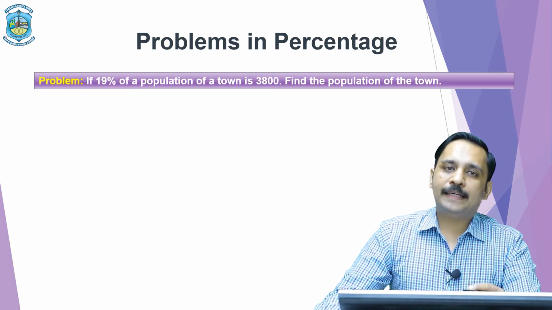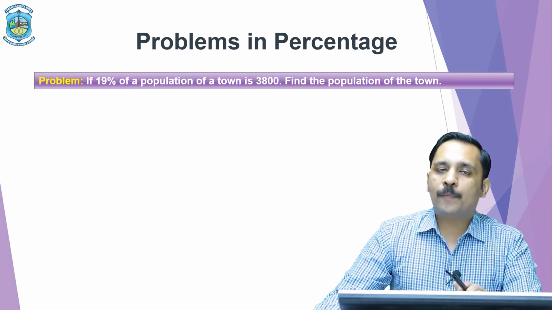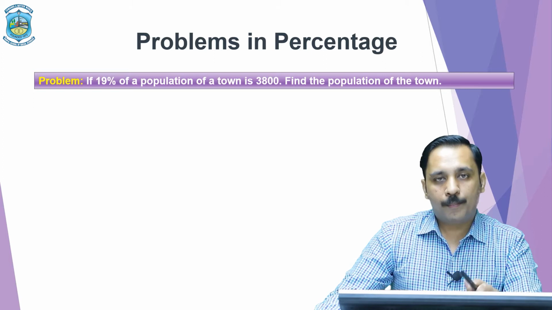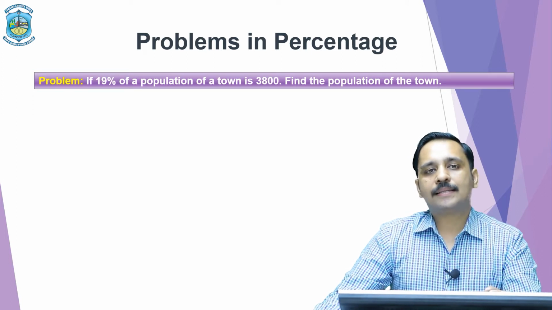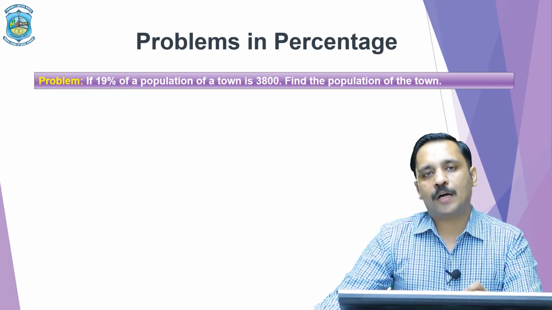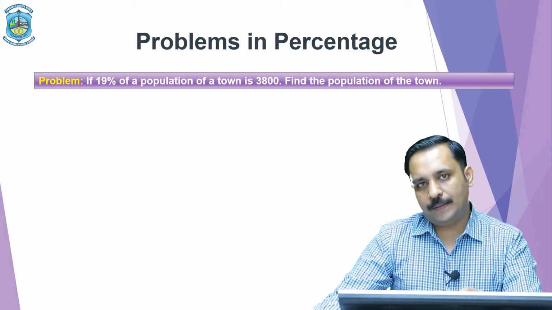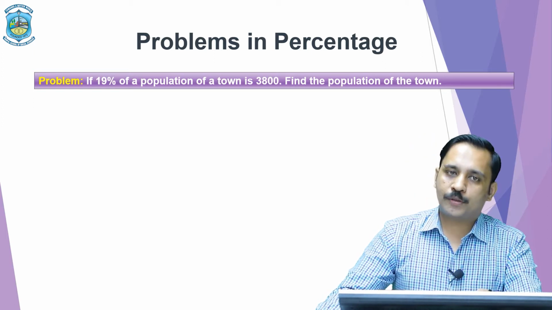So let's begin. Our first problem is: if 19% of population of a town is 3800, find the population of the town. Here the total population of the town is not known, but the rate is known, that is 19% of population of the town is 3800. We have to find the total population.